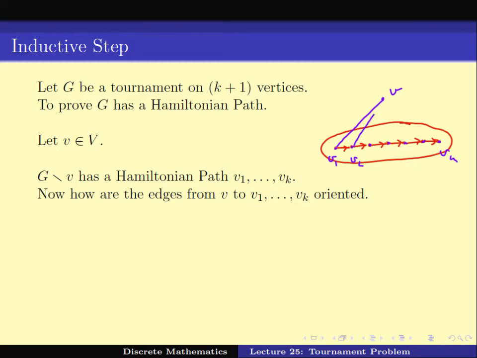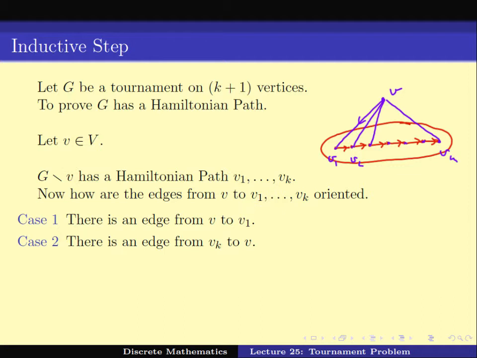V2 to V, V3 to V, and so on till the end. Now we have split the whole case into three cases. The first case, there is an edge from V to V1. The second case is there is an edge from Vk to V. And the third case is neither of them happens. That means there is an edge in the opposite direction, V1 to V and V to Vk.